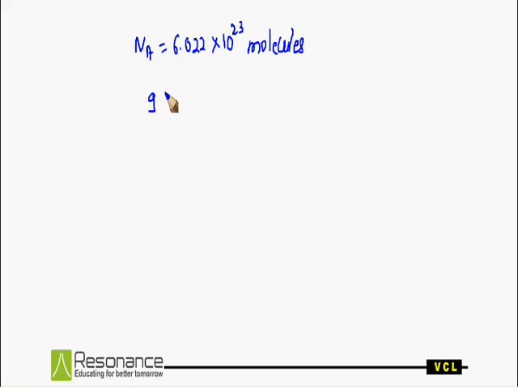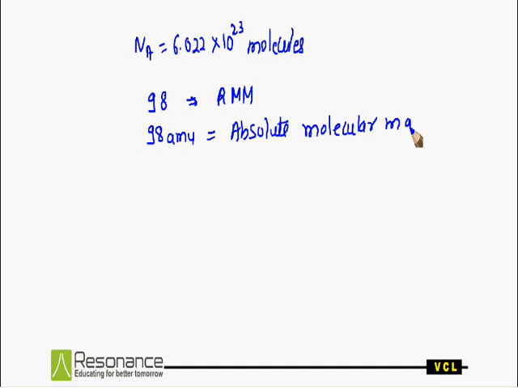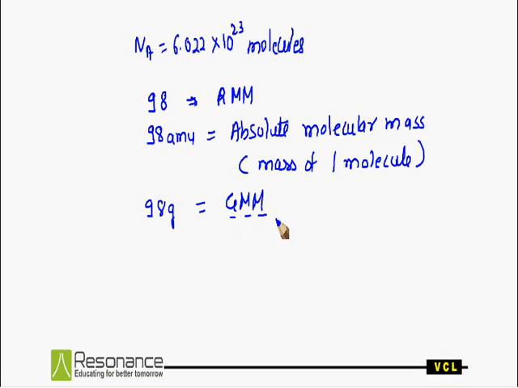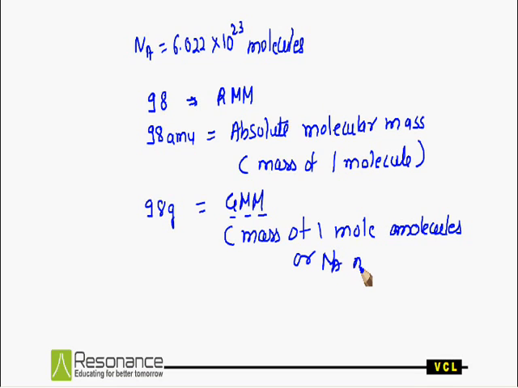So we can say that 98 represents the relative molecular mass of H2SO4, 98 AMU represents the absolute molecular mass of H2SO4, the mass of one molecule of H2SO4, and 98 gram represents the GMM, the gram molecular mass, and it represents the mass of 1 mole of molecules, or Na molecules, or we can say 6.022 into 10 to the power 23 molecules.